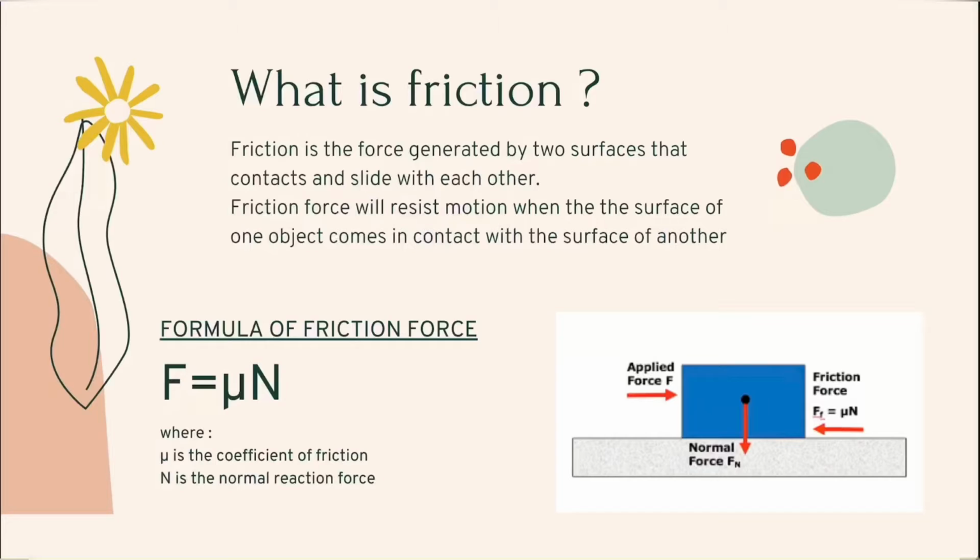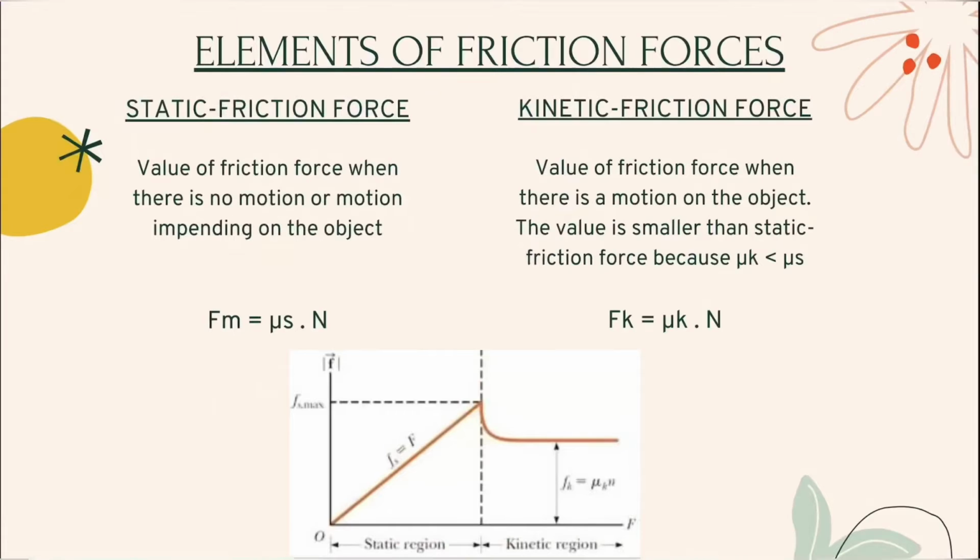The formula of friction force is F equals μN, where μ is the coefficient of friction and N is the normal reaction force. There are two elements of friction force. The first one is the static friction force.